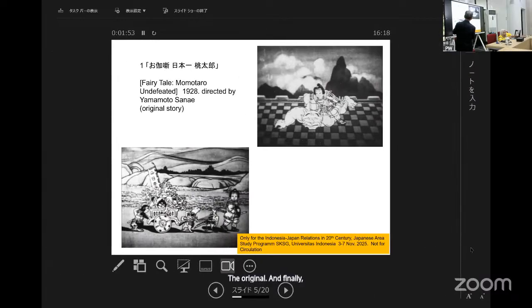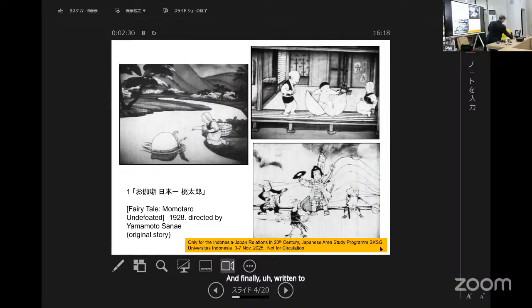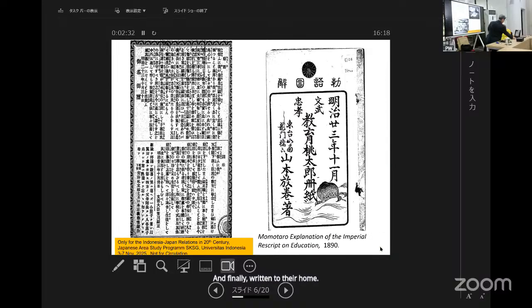And finally, Momotaro succeeded in conquering the evil demon on the Onigashima Islands and got the treasure from the demon's islands, in the South Sea I think. And finally, they returned to their home countries.